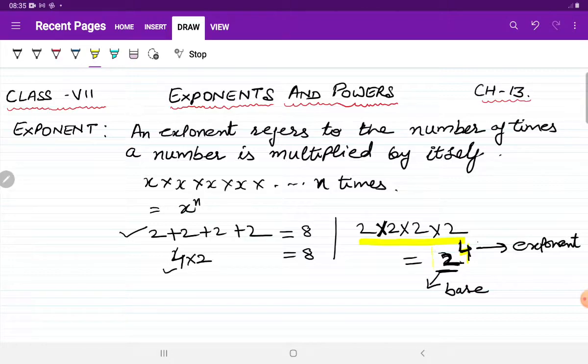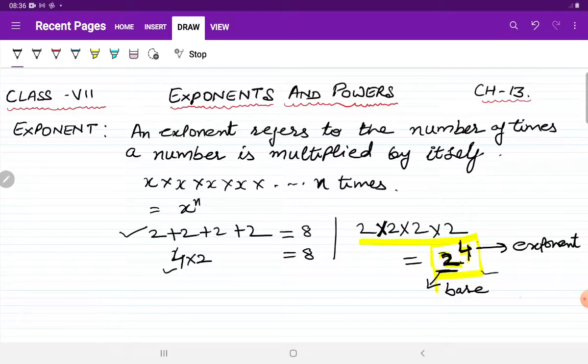So if we read this number together, 2 and 4, how can we read it? 2 raised to power 4. So together it will be a power. Only 2, if we read, it is a base, and only 4 is the exponent. Got it? So together we read it as power 2 raised to power 4.